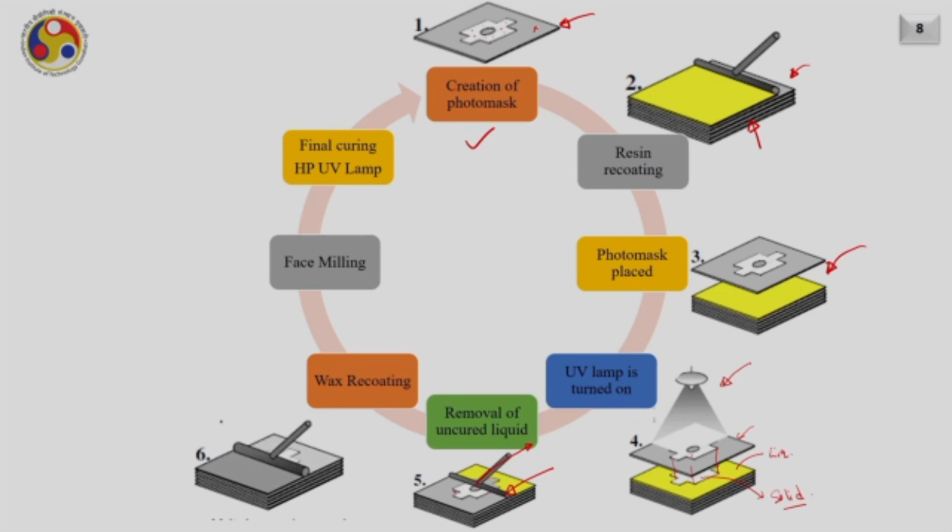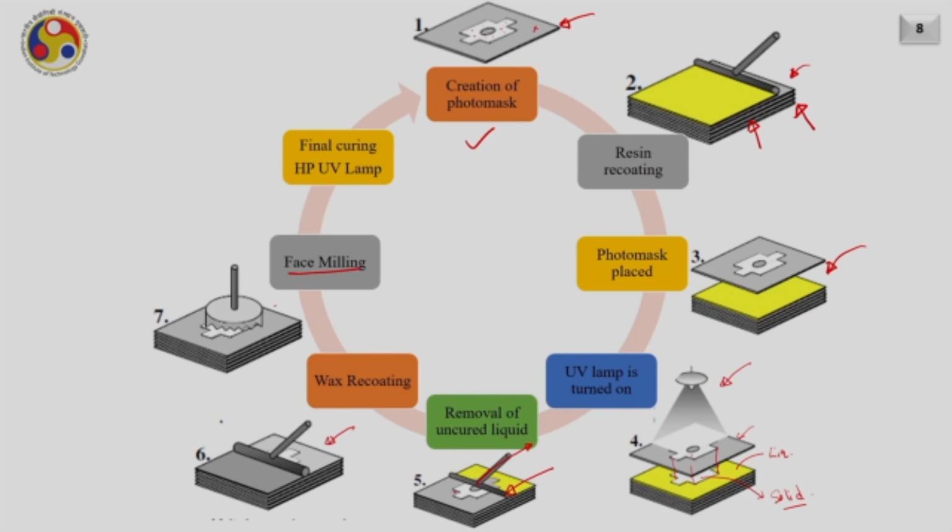The next step is to spread a layer of wax. The wax is also spread in a similar fashion to how we spread the resin. Now, after spreading the layer of wax, there will be some extra material deposited somewhere. So, we perform a face milling operation.